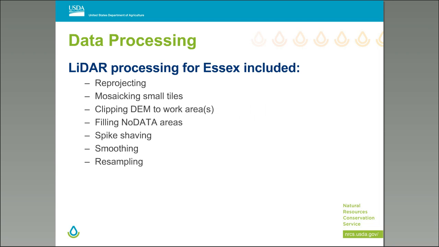So the data processing for our LiDAR for Essex included reprojecting. We got the data in tiny little tiles that needed to be reprojected, mosaicked together into something workable, clipping the digital elevation model to the work areas, and filling no data areas, shaving spikes off of it, and smoothing and resampling it. I'm not going to go into how we do all of those things, but that's just to give you an idea. All of this had to be done before we could even start thinking about actually doing a soil modeling project. And that's still the case today.